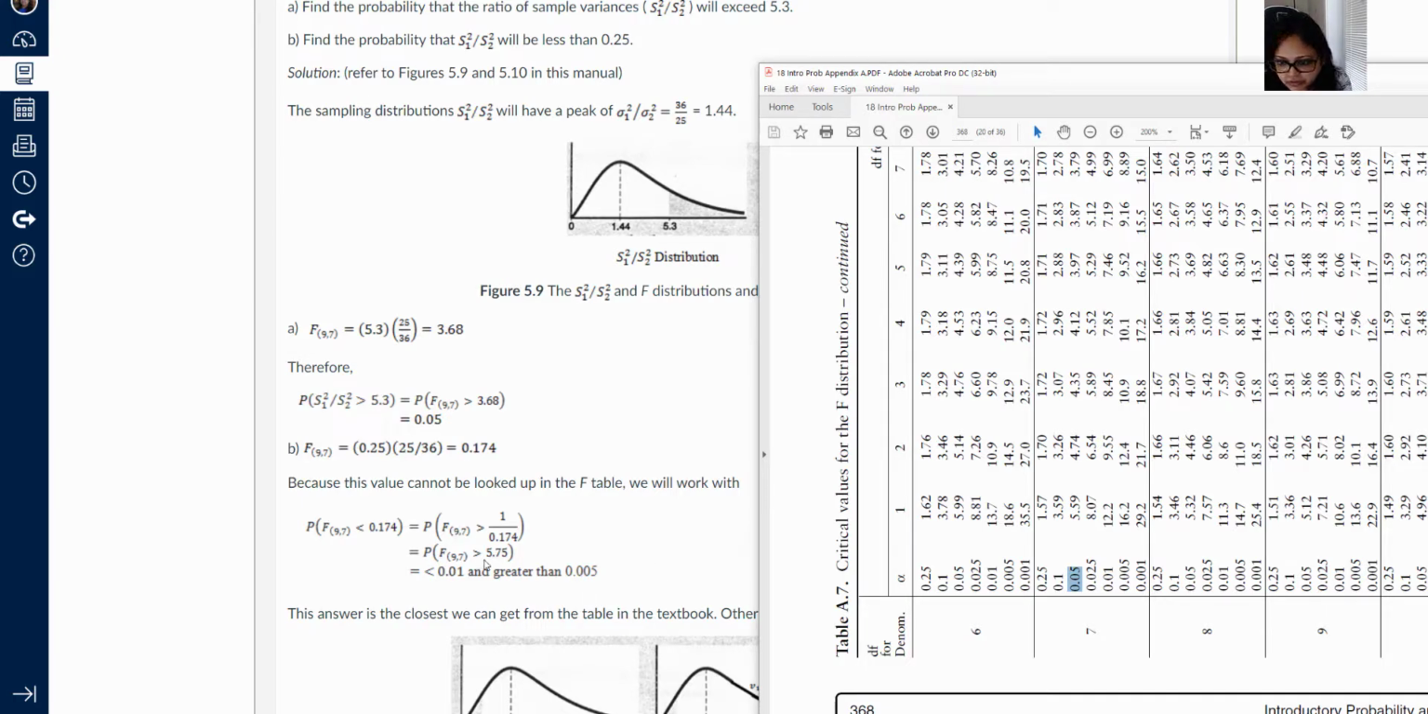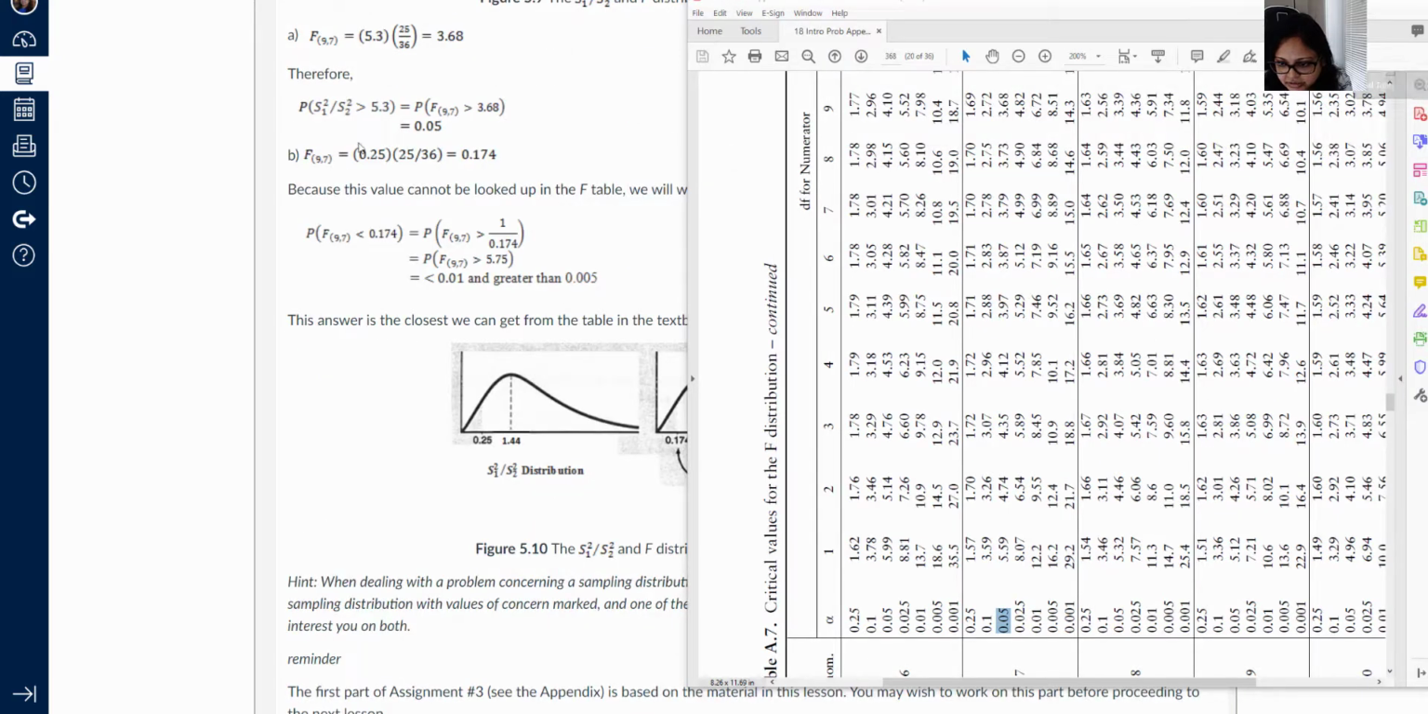You can see that what we did, we changed the region, but we have to take the reciprocal. So we took the reciprocal, 1 over 0.174, and then we found that the reciprocal value is 5.75. So let's go to the table. You can see that for the numerator and denominator, we try to find the closest value. The 5.75, maybe the closest value is in between these two. So that's what it's written.